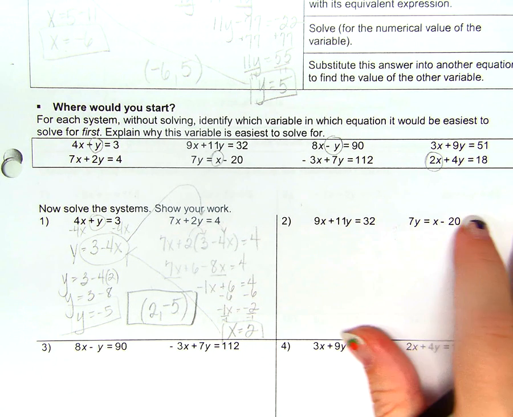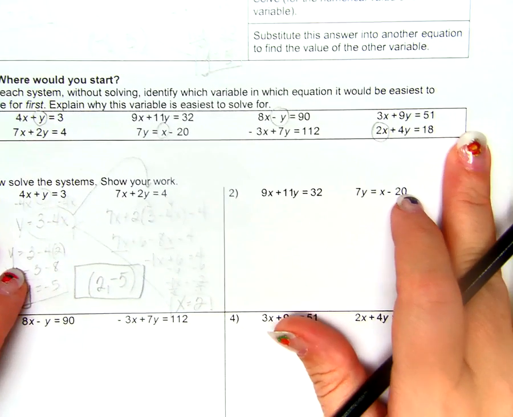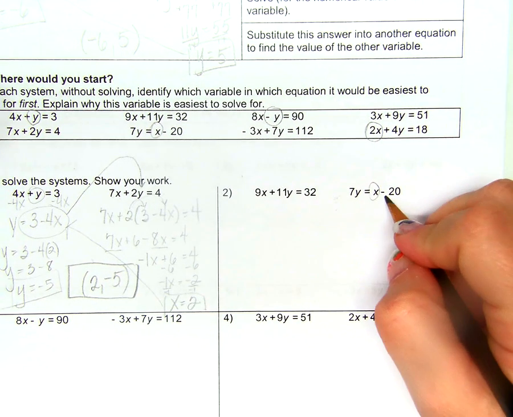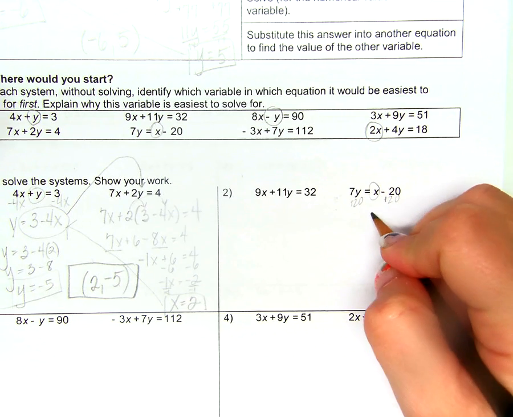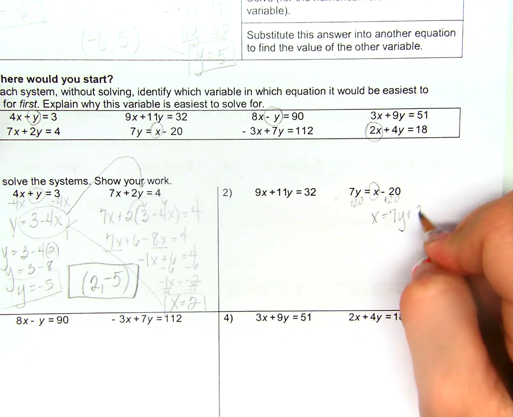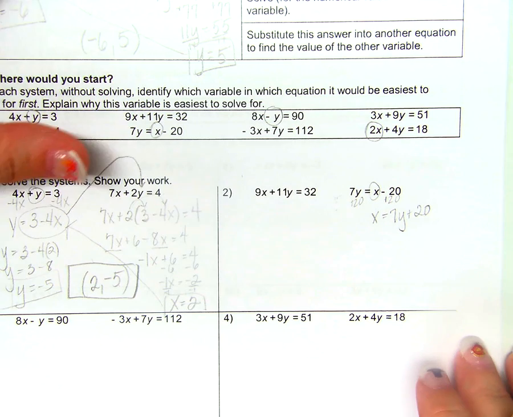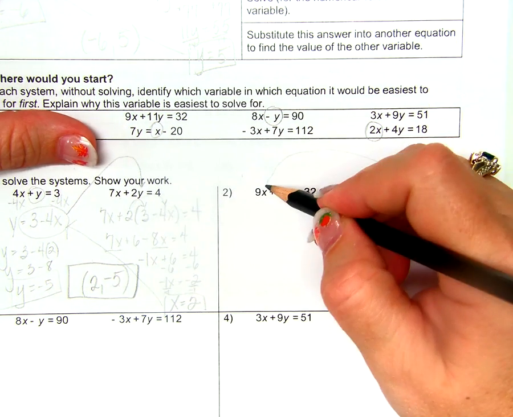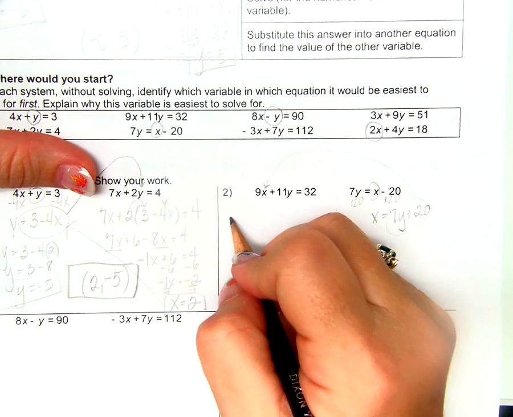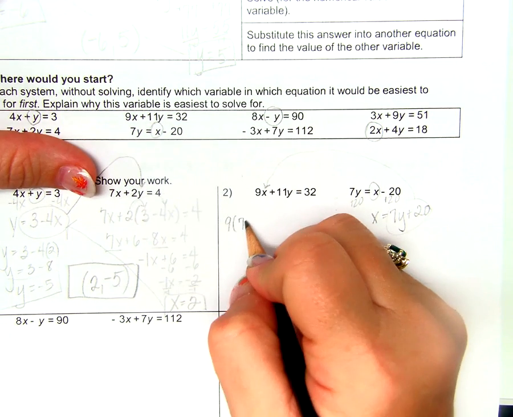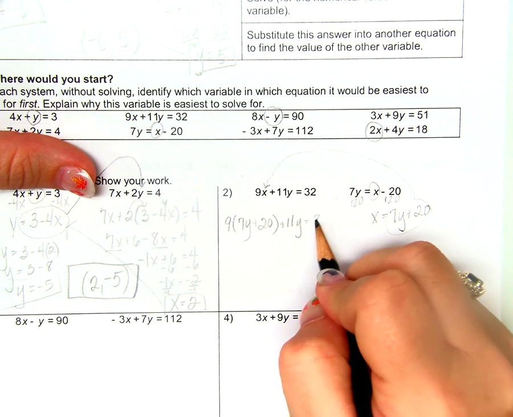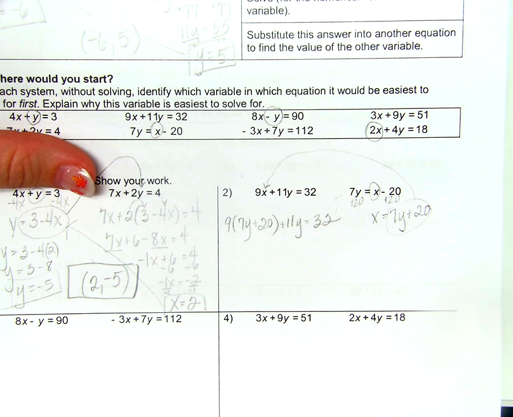Number 2. Where's our runt for number 2? The second x? How do I get the second x by itself? Add 20 on both sides. So x equals 7y plus 20. What do I do with it? Take this and plug it in for x. Right there, right? So 9 times 7y plus 20 plus 11y equals 32. And now?